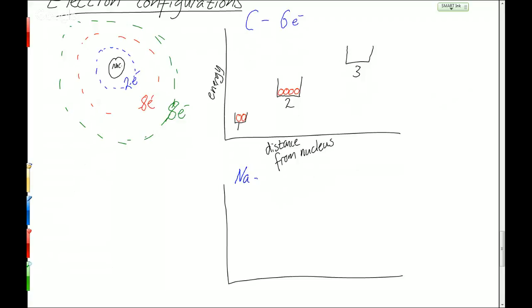Let's look at sodium. How many electrons does sodium have? 11, right. 11 electrons for sodium. So let's fill up the buckets for sodium as well. One, 2, 3, 4, 5, 6, 7, 8, 9, 10, 11.